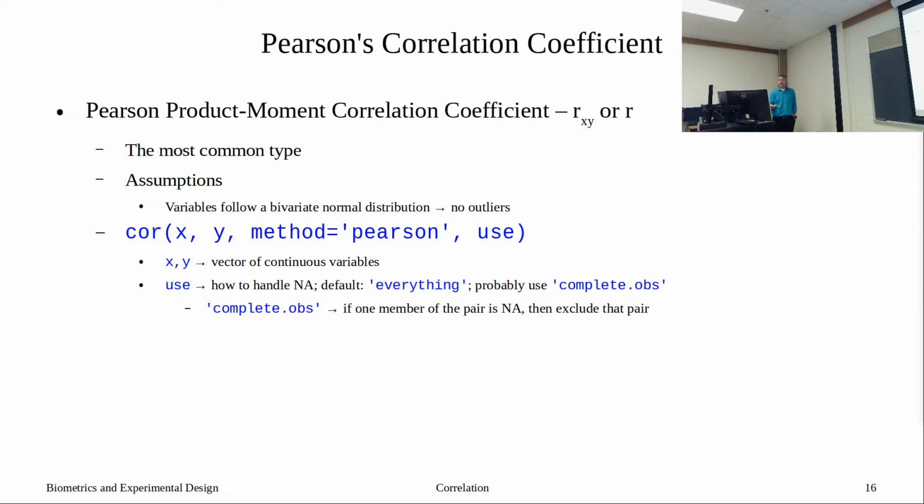This could be problematic though if you're doing, say, weight, length, and food intake, and you're trying to do correlations between all possible combinations. You may be missing length for one individual, which means you calculate the coefficient for weight and food intake, but then that individual doesn't contribute any correlations in the other comparisons, the weight and the length. So it's just something you have to pay attention to. But if you have missing data points, you'll probably get an error, which means go back and put use equals complete.obs in quotation marks.